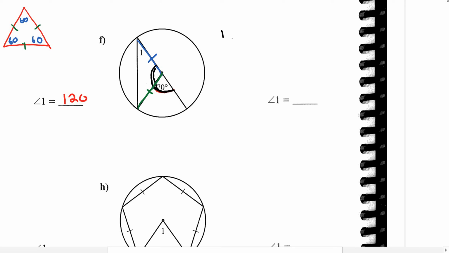So 180 minus 70 is going to be 110. All right, so this angle right here is going to be 110 degrees. And now I have my isosceles triangle set up, so that means that these two corner angles have to be the same, and they're both going to be 35 degrees each, because that would give you a triangle that adds up to 180 degrees. So angle number 1 is going to be 35 degrees by using the isosceles triangle property.